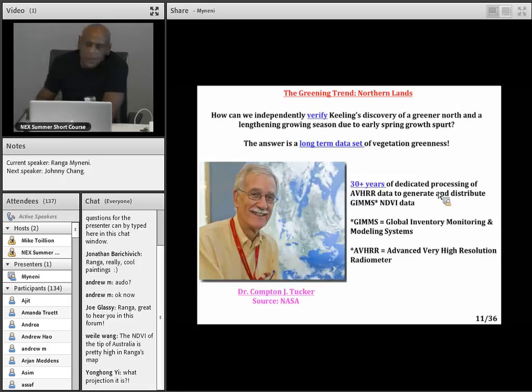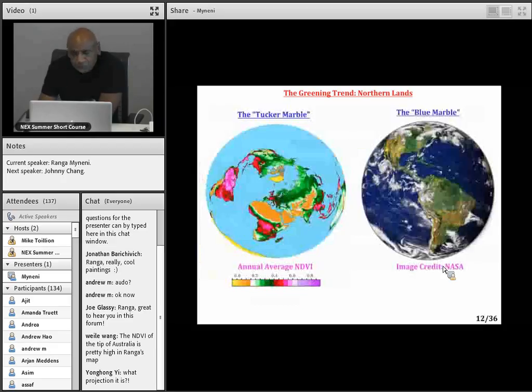And importantly, they make them available to everybody to use. GIMMS is Global Inventory Monitoring and Modeling Systems, AVHRR. You know what it is. It's not very advanced. It's not very high resolution. When Neil Armstrong looked back from the moon at the Earth, you saw the blue marble, which is a great achievement for mankind. And here to the left, I'm showing you the Tucker's marble. Before Jim Tucker, we did not look at the Earth in the same way. So, a seminal contribution.